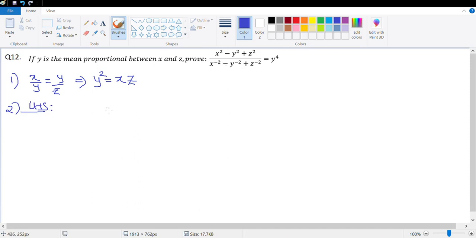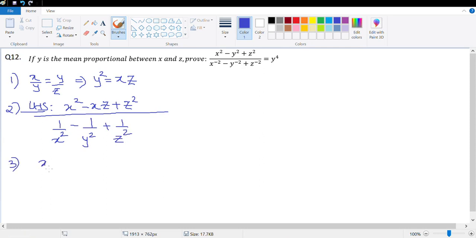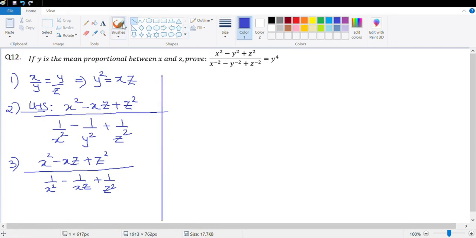So that's x square minus, instead of y square, let me put xz plus z square. That's all I have done. And in the denominator, we have x to the power negative 2, which means 1 upon x square, minus 1 upon y square plus 1 upon z square. So this is x square minus xz plus z square, everything divided by 1 upon x square minus 1 upon xz plus 1 upon z square. All I have done is replace the value of y square with xz.